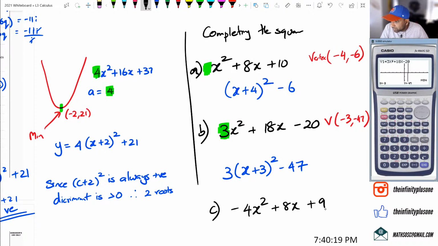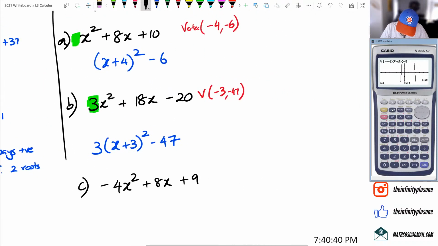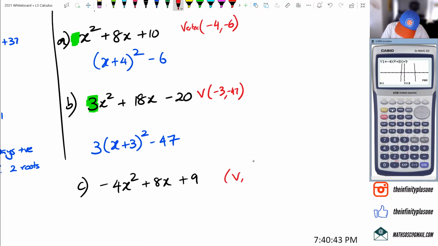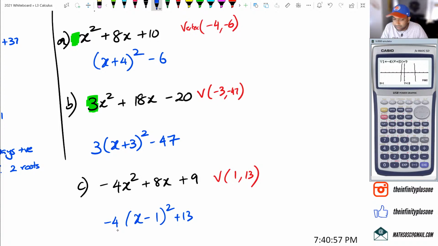Okay, so if I go -4x squared plus 8x plus 9, draw, G-solve. Oh, sorry. For inverted, it's going to be maximum, not minimum. So maximum is at 1 and 13. Let's see whether that actually works. So vertex is at 1 and 13. So then my equation would be -4 times x minus 1 squared plus 13. Those are my two predictions. Let me go try this out.